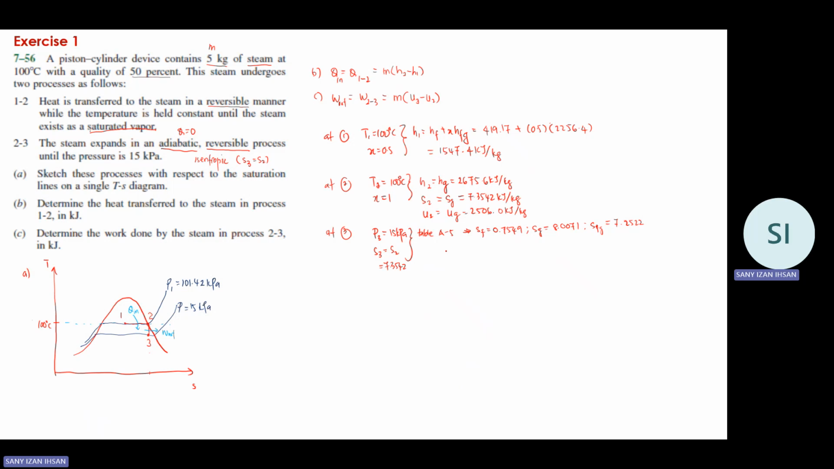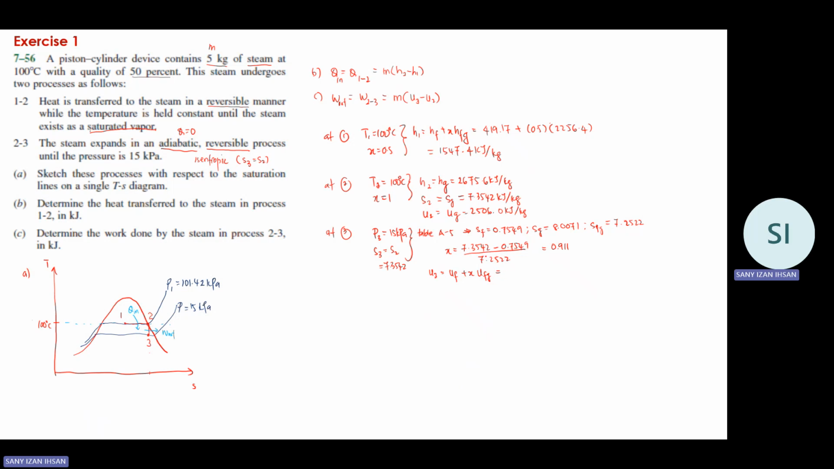All right, so we can find the quality. If you find the quality, it turns out to be our S, 7.3542, minus 0.7549, divided by SFG, which is 7.2522. Okay, that would give you the value of 0.911, which looks reasonable in our figure also. 91% of the substance is already in saturated vapor. All right, so we have X. So we need a U3 here to solve our problem. Just a matter of using the same table. U3 is nothing but UF plus X UFG.